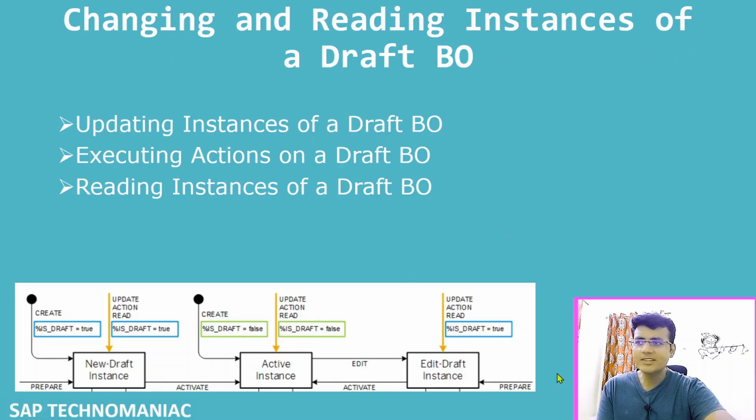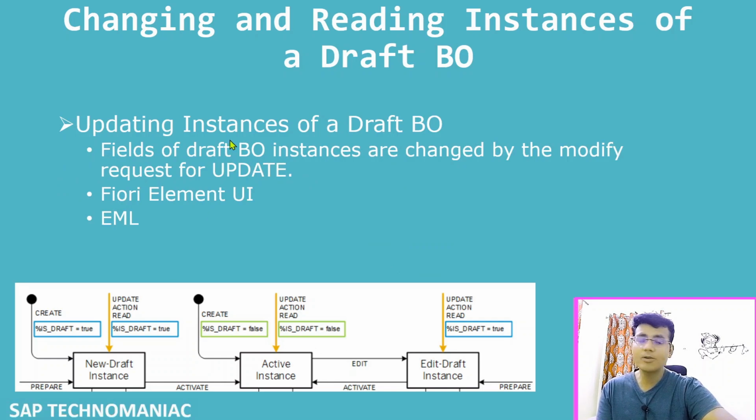Now let's quickly discuss the part where we are updating, reading and executing actions on the draft instance and the active instance. First, we will talk about the update operation. When you do an update operation, it will execute a modify request for the update statement on the draft and active instance. It depends on the draft indicator you are passing. If it is true, it will modify the data of the draft. If it is false, it will modify the data of the active instance when you are calling from EML.